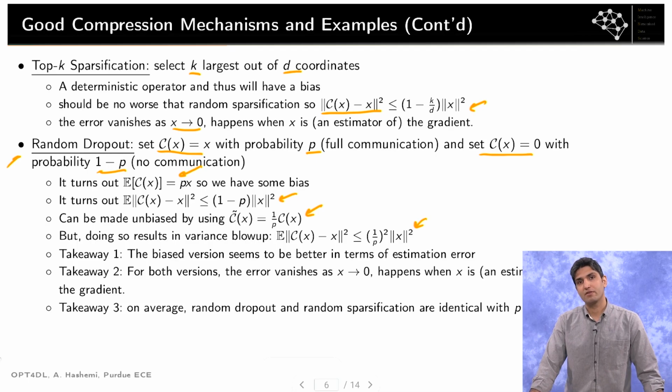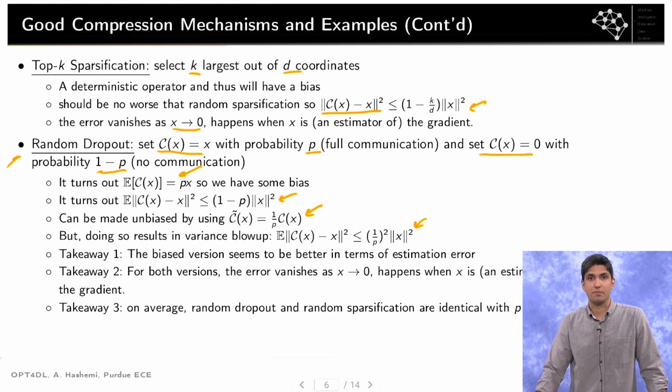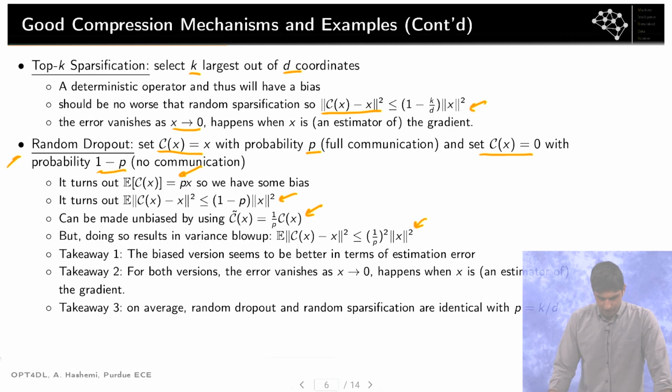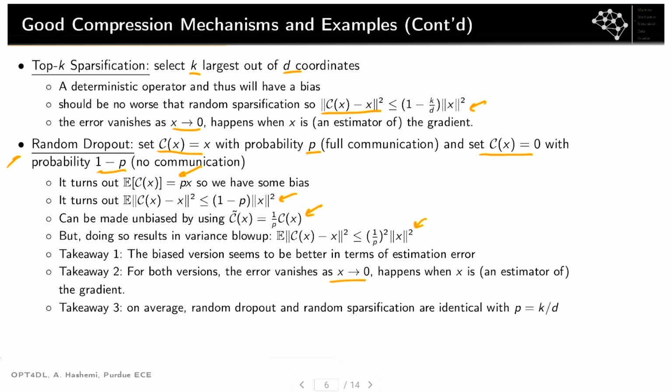So this is the second example where we see that biased compression operators seem to have an advantage in terms of the compression error compared to unbiased operators. So that's one takeaway. Another takeaway is that as X goes to 0, the compression error also vanishes. So again, it is very natural to communicate gradients in distributed learning while utilizing random dropout as our compression mechanism.